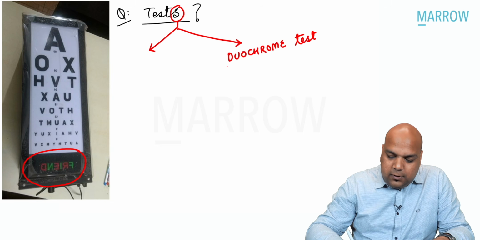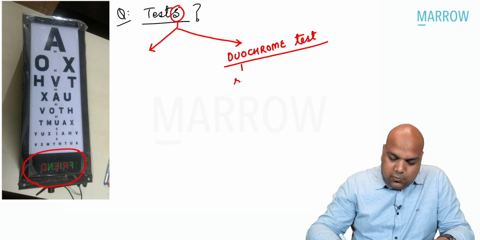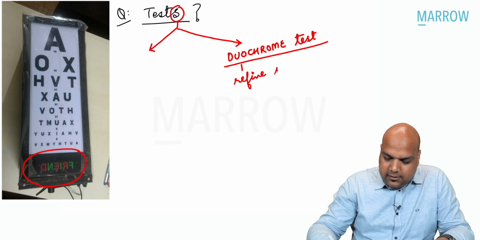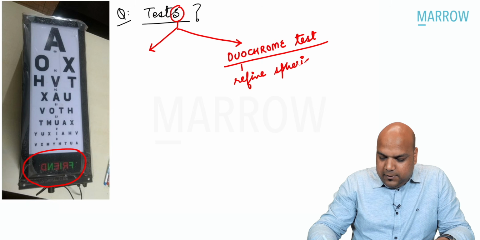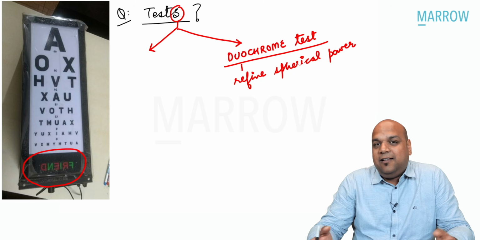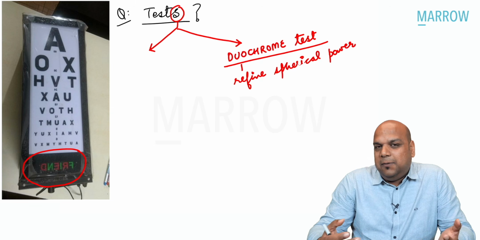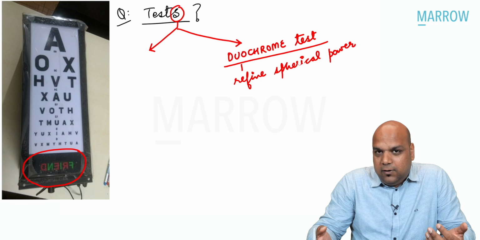What does this duochrome test tell us? What is its use? It helps to refine the spherical power. The patient should ideally say that both the red and green colors visible are of equal intensity, equal clarity, or the letters written in red and green color are equally appearing well. But if they are not, that means the spherical power is either undercorrected or overcorrected.